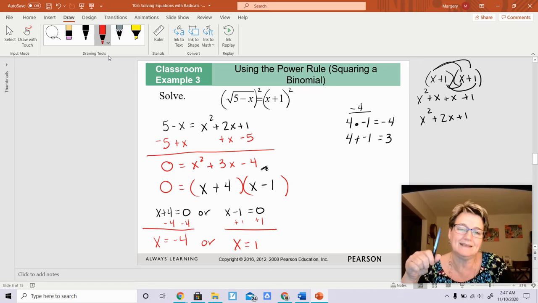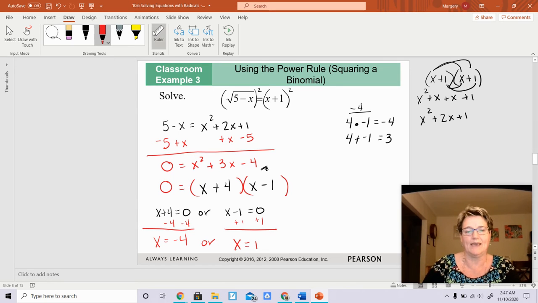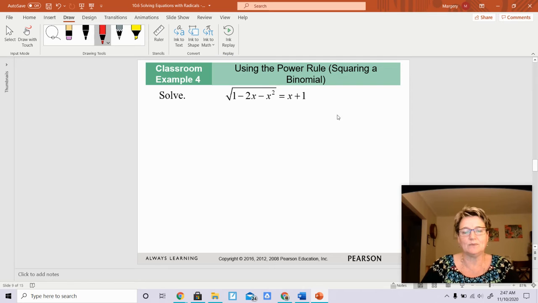Now, one of the things about this is sometimes you need to show some work and double check your answers. When you have radicals, it's probably a good idea to check your answers to make sure that it really, really works, okay? I can tell that this one works, so we're fine. All right, the next one.